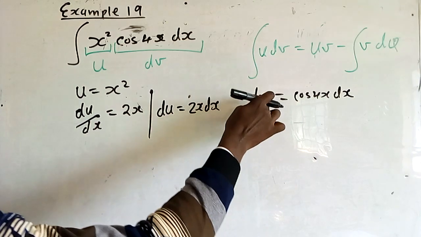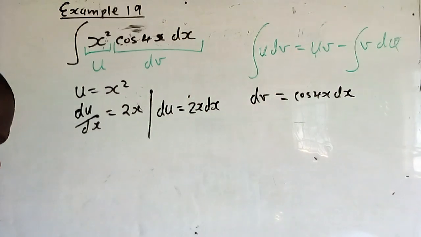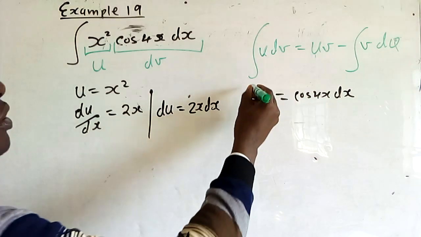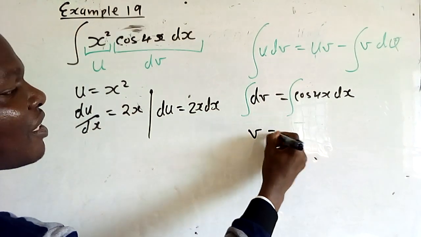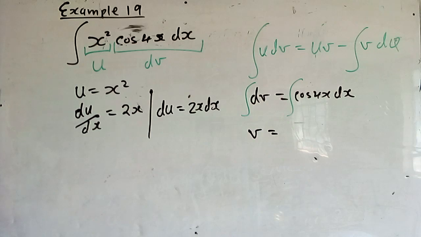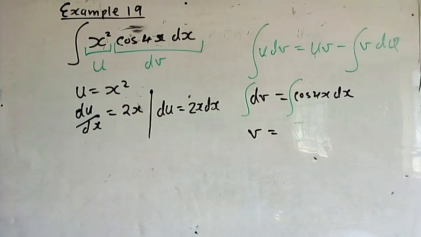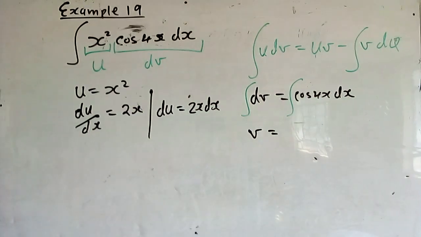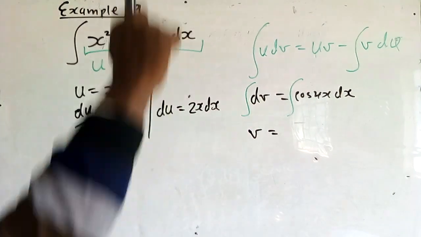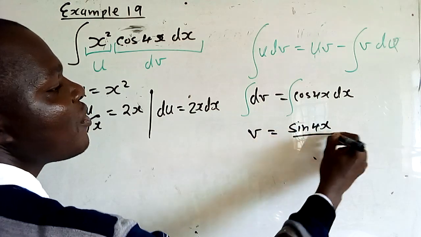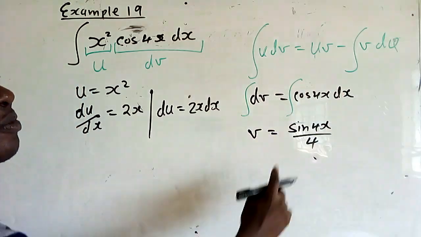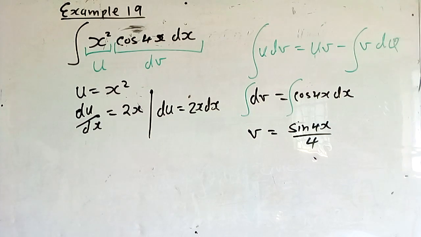Then, what is v? How do you get v from dv? You introduce the integral on both sides, so the integral that you remain with is v. Now if you integrate cos, remember if you differentiate cos you get a negative sign, so if you integrate cos you get a positive sign. So this is positive sin 4x, then you divide by the derivative of the inner function, which must be a constant. Are we together? So you found everything.